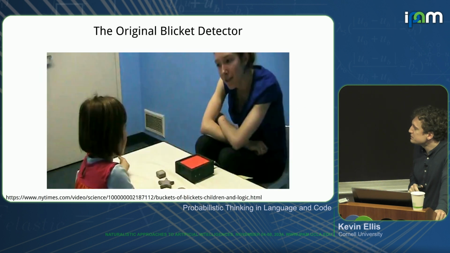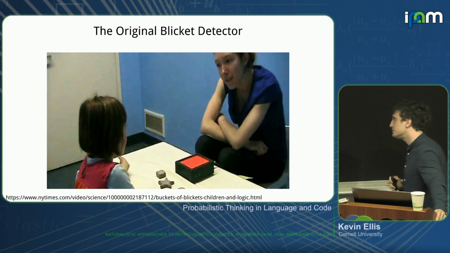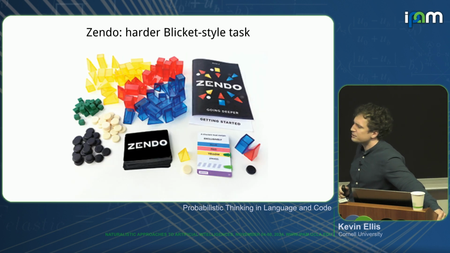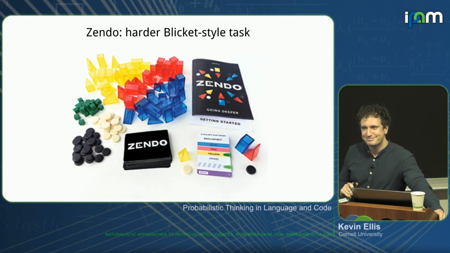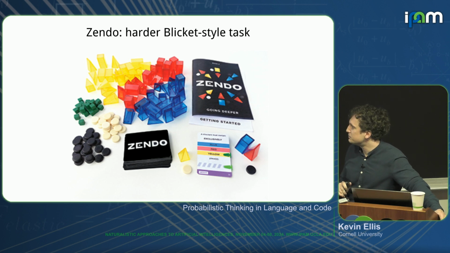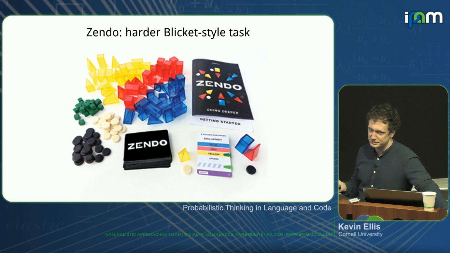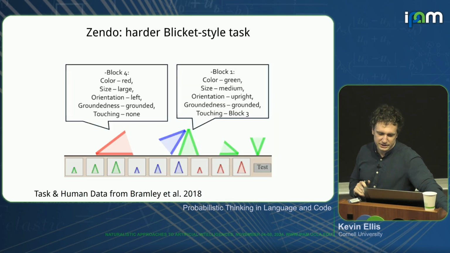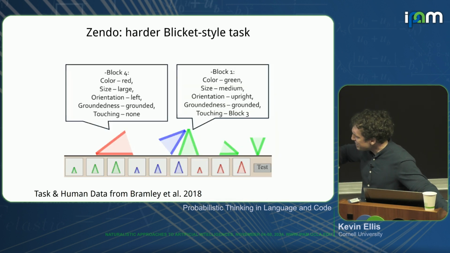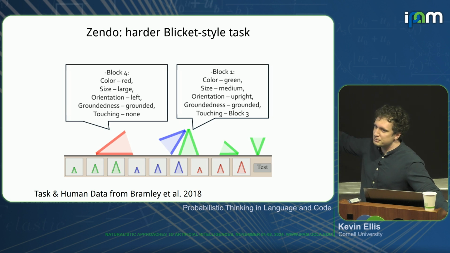And we're doing this mostly because of a long history of Blicket-style experiments in developmental psychology, where they have kids play with these things and figure out rules. There's also Blickets for grown-ups called Zendo, which is a board game that's really fun for program synthesis people. It's basically a Blicket experiment. Here's what it looks like. Here is an experiment done by Neil Bramley that we take the data from, where they had this interface for Zendo.